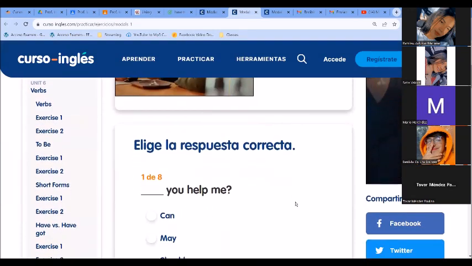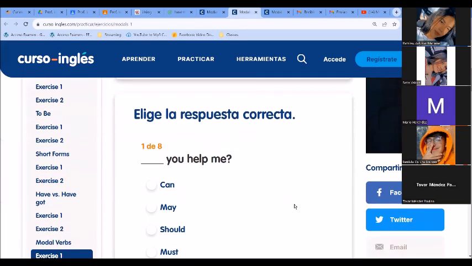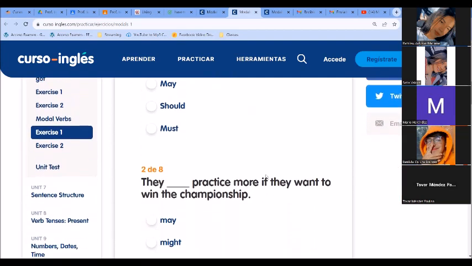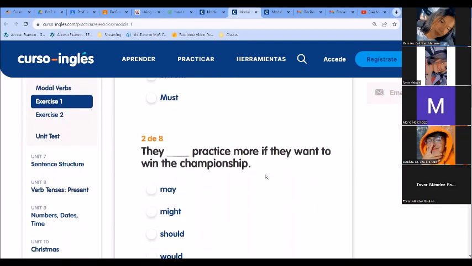All right? So first, let's start with Mario. What should I use for this one? Can. Can you help me? Right. Number 2, Kike.